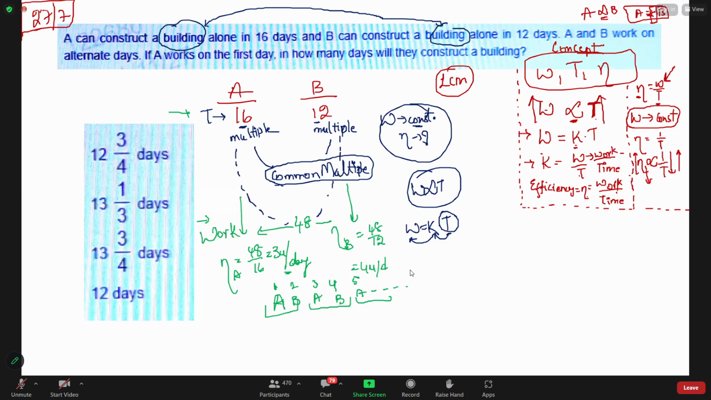So if we calculate the efficiency of these two people for 2 days, then we can calculate the whole efficiency. Like how? The first day, A comes and works for three units. Second day, B comes and works for 4 units. And then again, third day, 3 units, fourth day, 4 units, so on and so forth. So for every 2 days, how many units of work are they completing? 7 units of work is completed in 2 days. Now, what is the total number of units you have? 48 units of work. And you need to find out the total time they take.